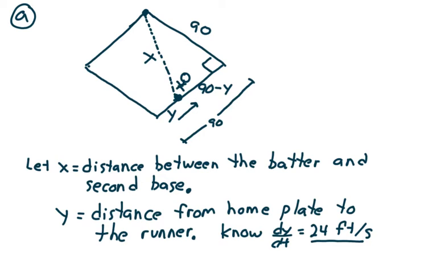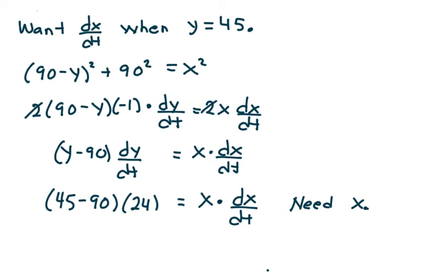Now, if the distance between home plate and the runner is y, then the distance from the batter to first base is 90 minus y, because y plus 90 minus y is the same as 90, right? And you have to get a total of 90 feet. Now, we have a right triangle. Now, this side never changes, by the way. That side is always 90 feet. So we want dx/dt when y equals 45.